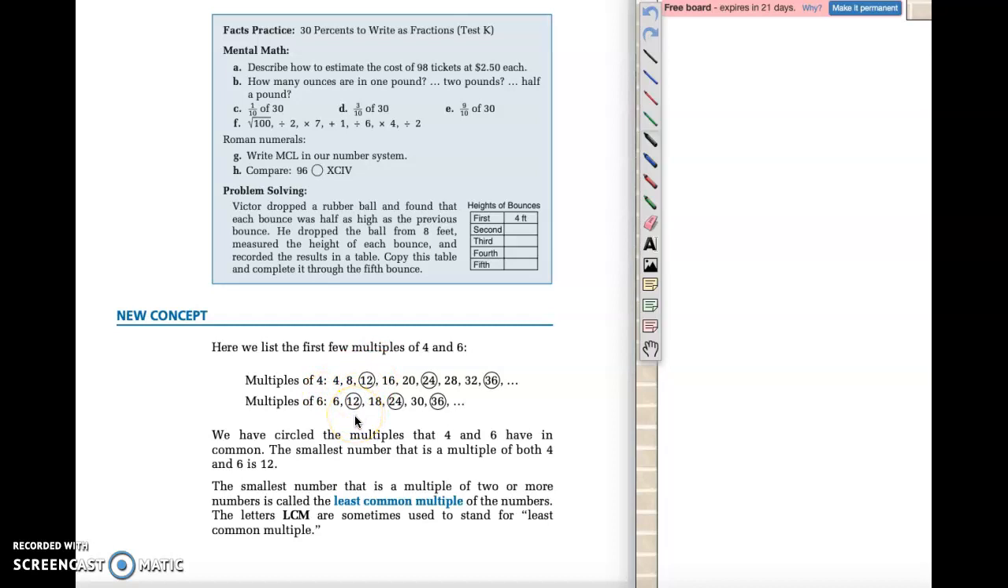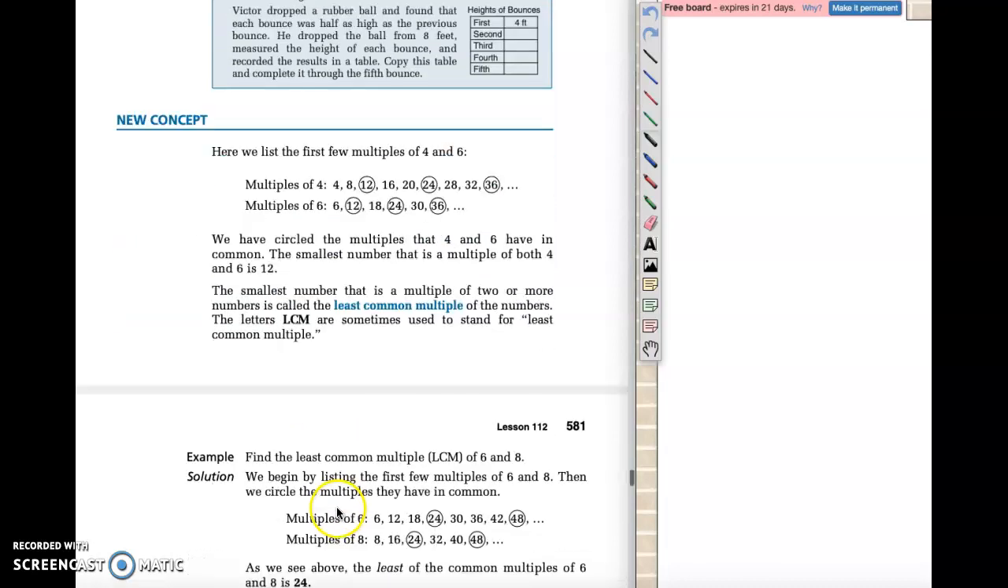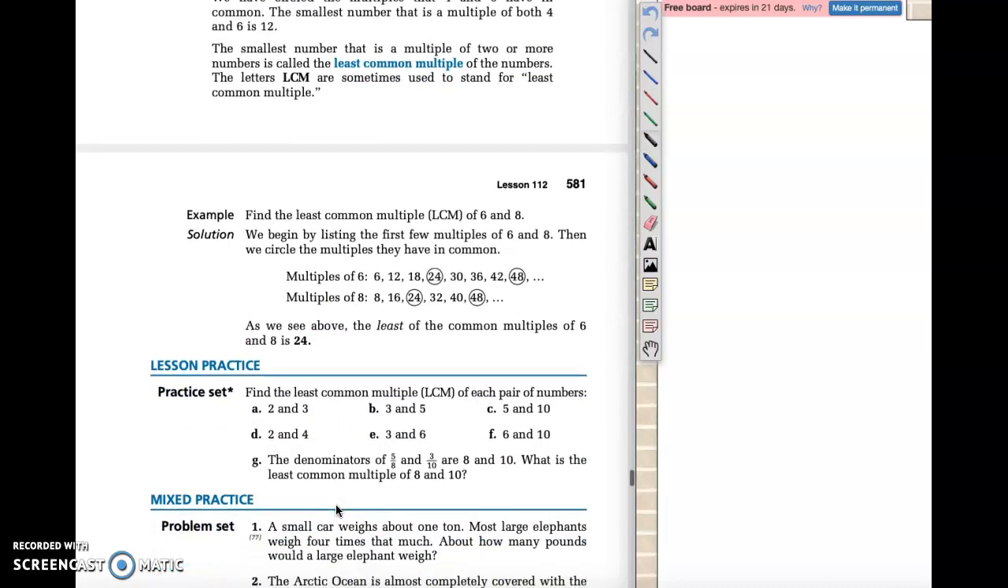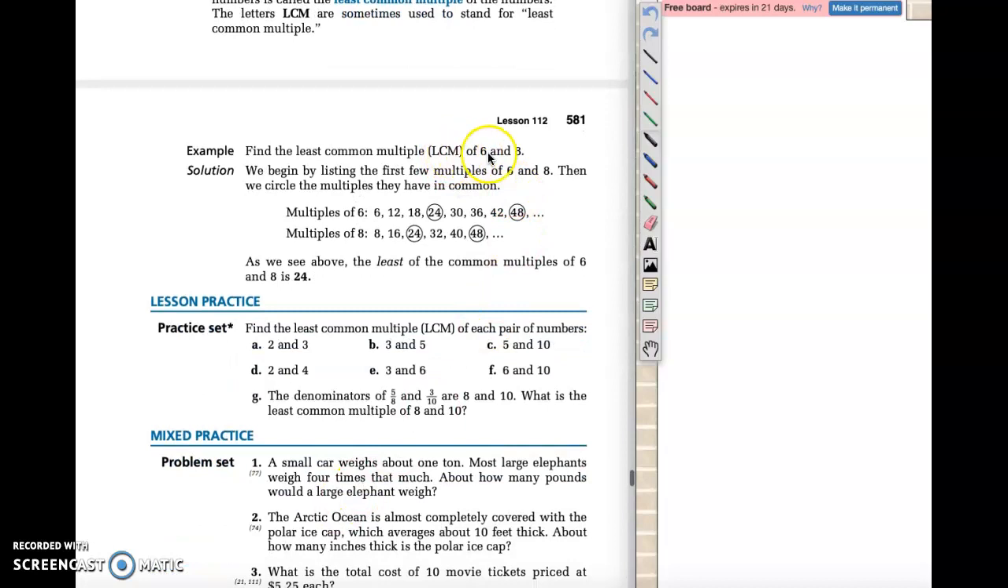We call this the least common multiple, or LCM, which is something you'll see for a very long time. So let's go ahead and practice this. It says find the least common multiple, or LCM, of 6 and 8. And what you're going to do is list the multiples of 6. You have them listed out here. You list the multiples of 8, list them out there, and then you find the number that is the least common, or the smallest pair that they match. So 24 is the first number that they share, and that's your LCM.